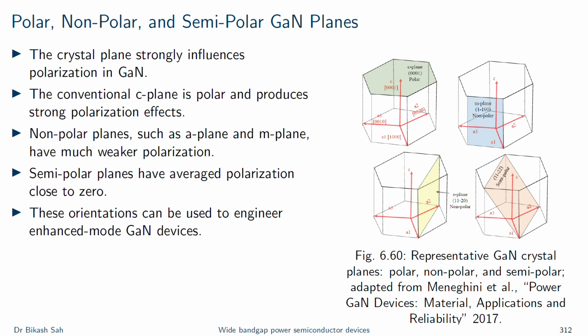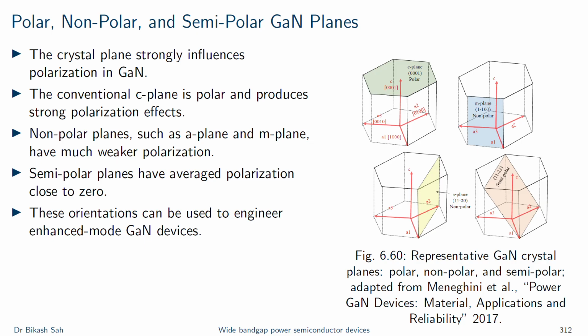This is useful for generating high density 2DEG, but it can also create challenges when we want normally off operation or a stable threshold voltage. So non-polar GaN, such as the A plane and M plane, reduces polarization because the polar axis lies differently relative to the surface, and the semi-polar plane gives intermediate behavior with average polarization closer to zero.